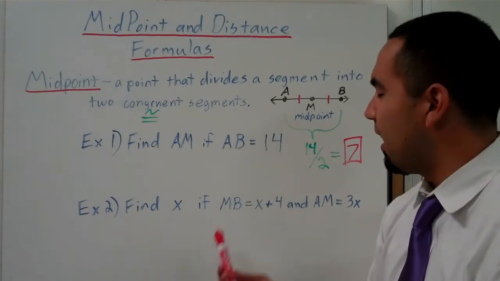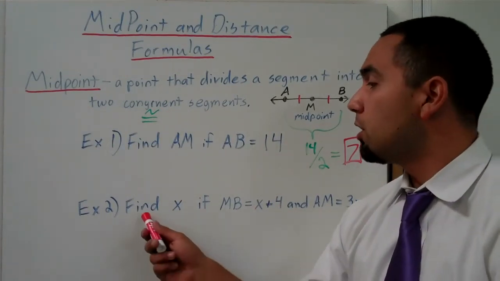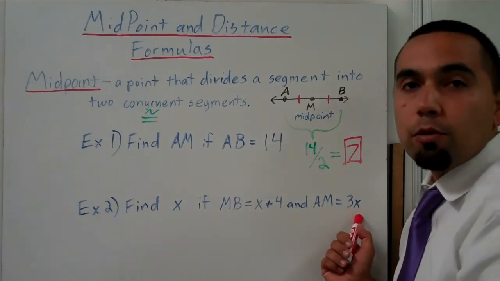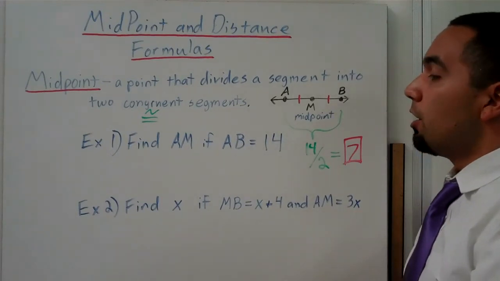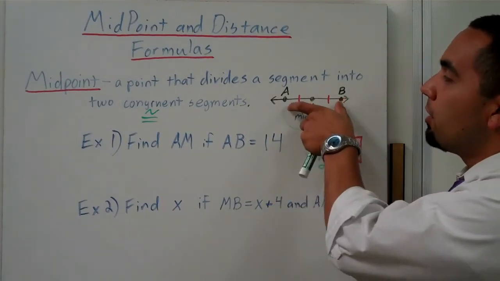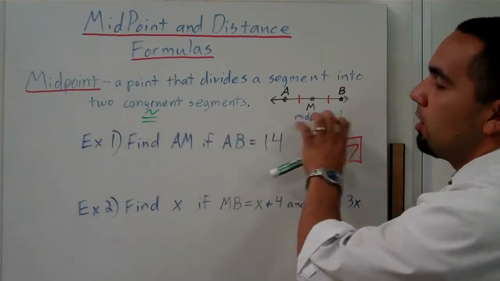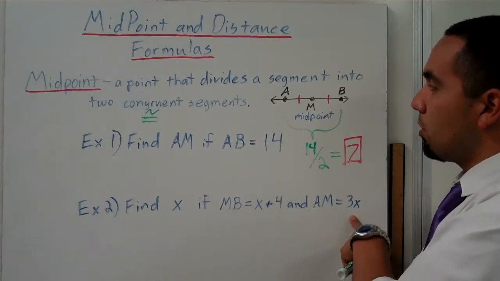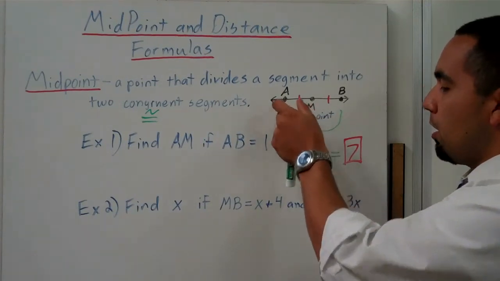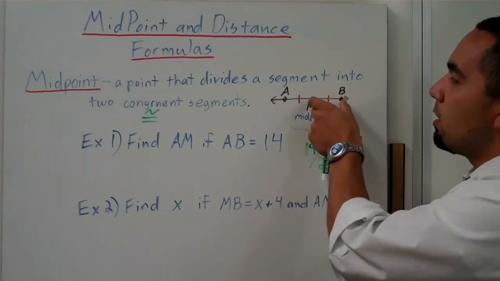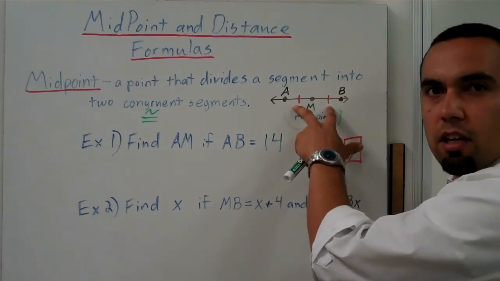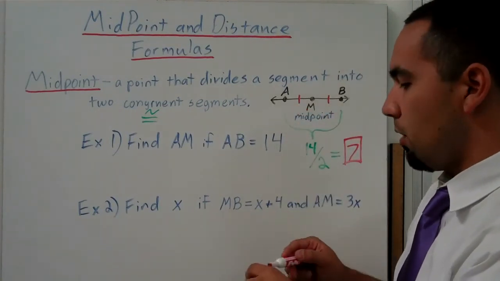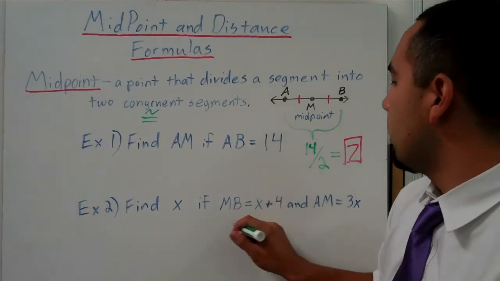Number 2. Now it gets a little bit harder. We're going to look into it with some algebra. It says find x if MB equals x plus 4 and AM equals 3x. If we look back at our diagram and forget this part, this doesn't apply to it. But AM is this piece and MB is this piece. And didn't we say that they are equal, right? So if they're equal, we should be able to set them equal to each other. So I'm going to do exactly that.